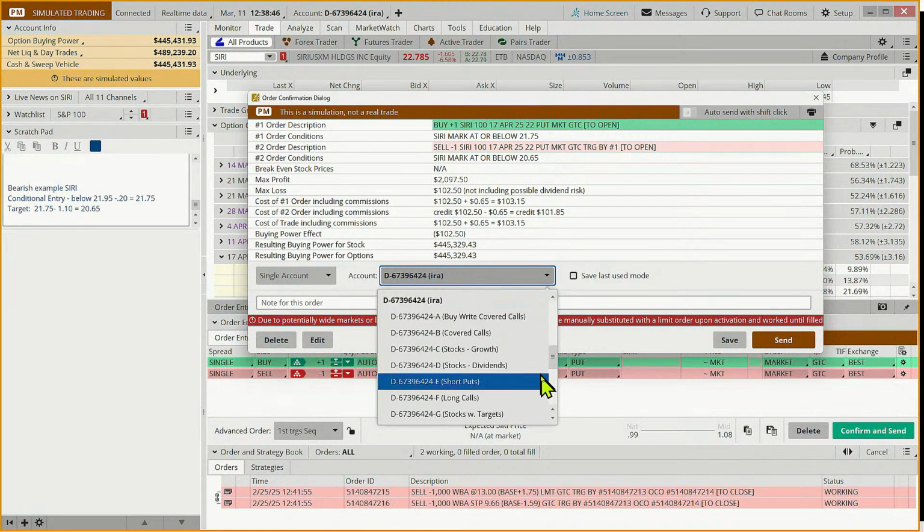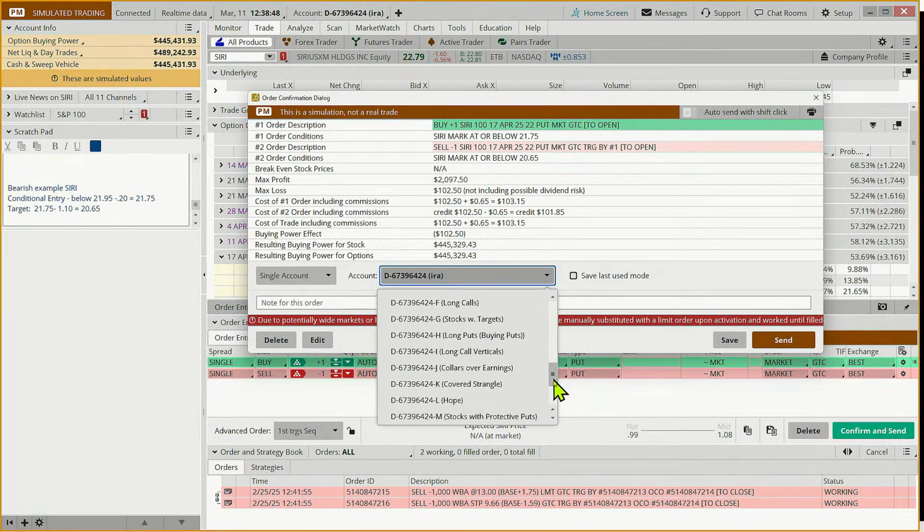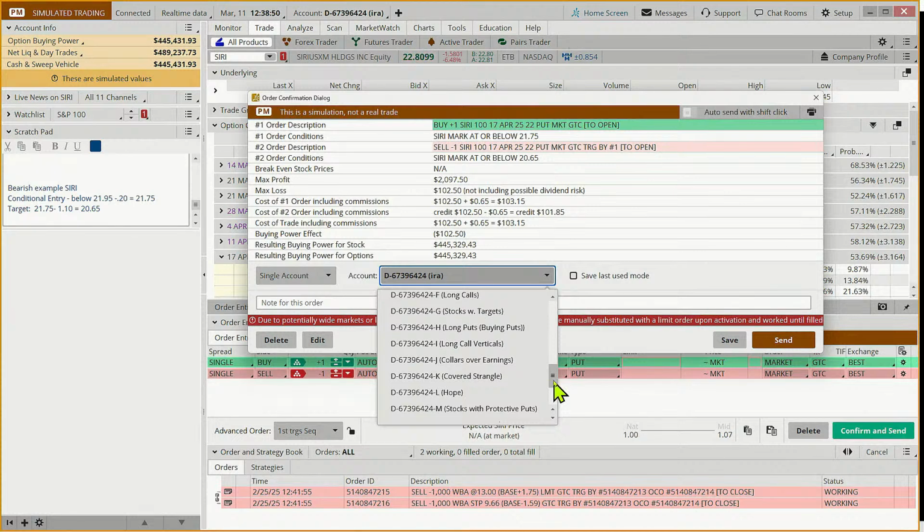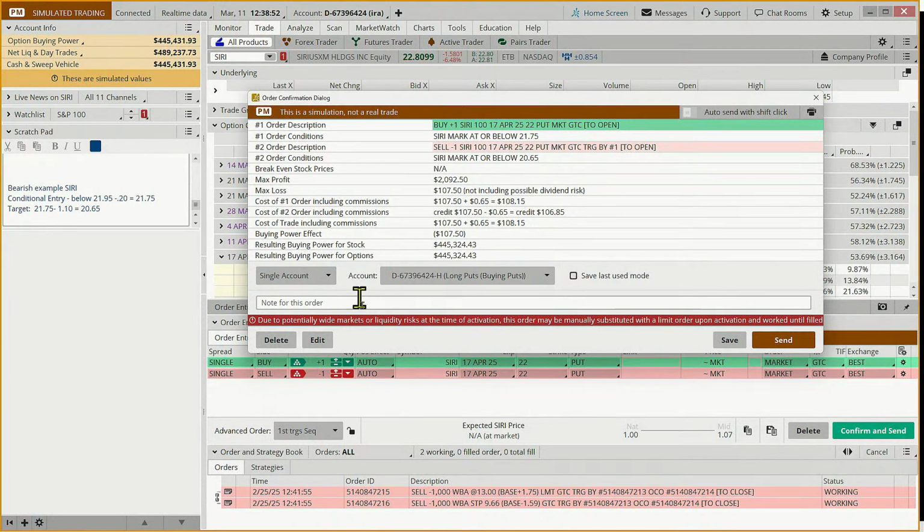So we're going to put that in our, I don't know if I have a long put category in here, long puts. And this is based on a breakout of a pennant pattern with a conditional entry. So if we're looking at it and going, why did we do that? Well, we have a little note, and this is just a note from us to us.